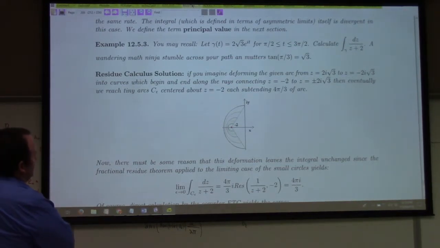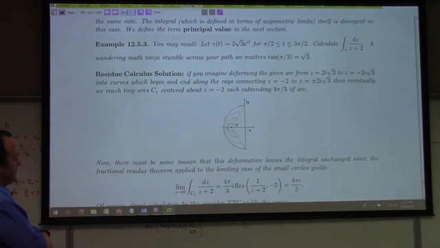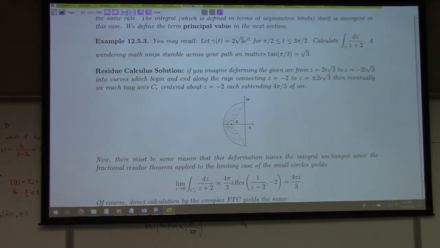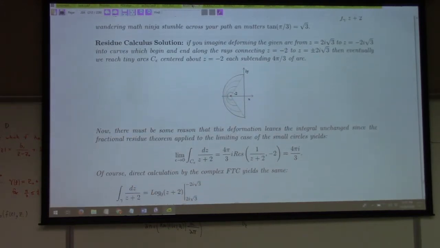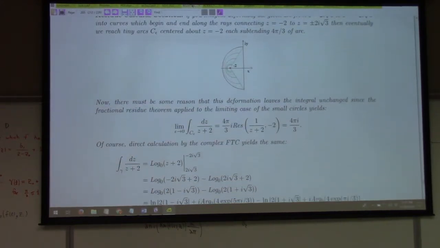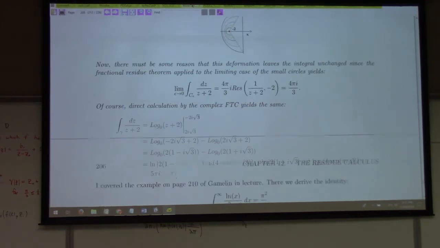Eventually you reach tiny arcs around z equals minus 2, each subtending 4 pi over 3 of arc. And so the fractional residue theorem says that the limit as epsilon goes to 0 of this integral is 4 pi i over 3, which is what we got by direct integration in the homework. So if you think about it for a while, you can use this deformation and the fractional residue theorem in kind of weird ways. I'm going to move on.